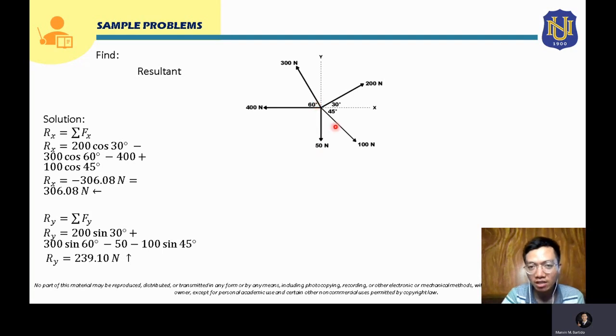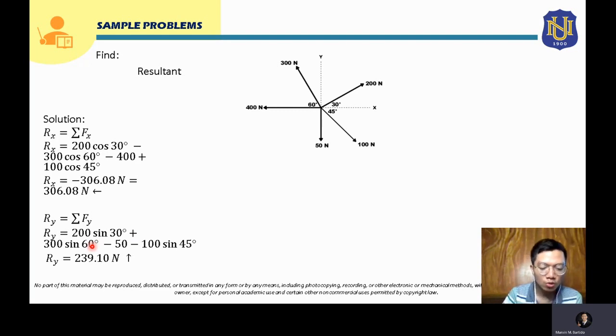Your last force will be 100 Newton. For your 100 Newton, the vertical component is 100 sine 45 degrees. But since this is directed downward, it will be negative here. That's why it's negative 100 sine 45 degrees here. So solving for Ry, let's input this in your calculator. This will be 200 sine 30 plus 300 sine 60 degrees minus 50 minus 100 sine 45.